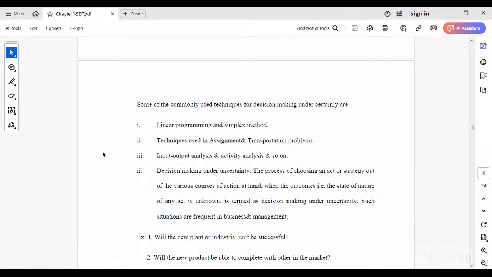Then input-output analysis, activity analysis, and so on. Input-output problems and activity problems. So these are the techniques of decision making under certainty.